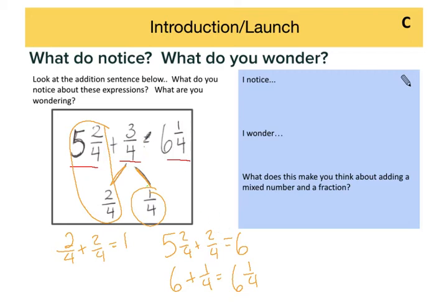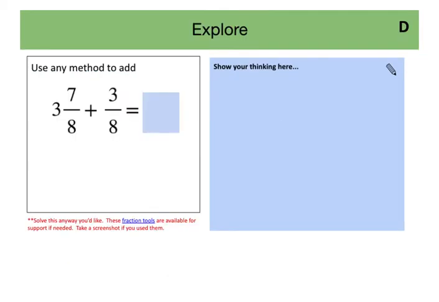So it looks as if maybe they decomposed the 3/4 and added one of those parts to the mixed number to make it jump to the next whole, and then added the rest of that remainder. All right, let's go ahead to the next slide. Let's go to slide D.